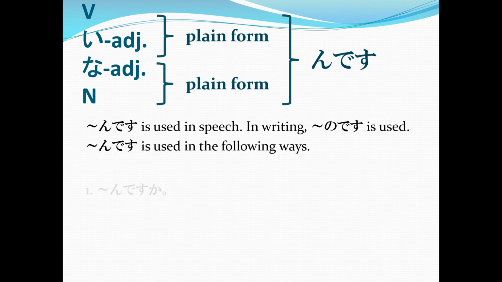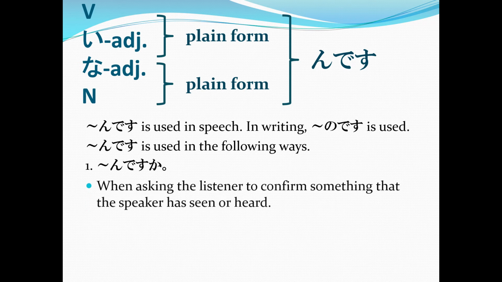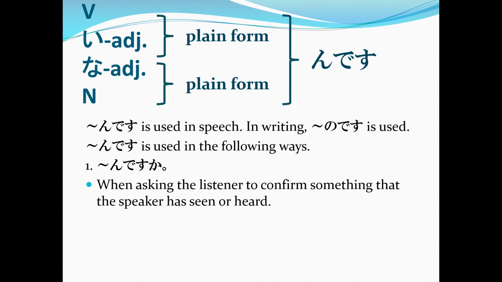Desu is used in the following ways. Number 1, let's discuss desu ka. Now, adding the particle ka means that the sentence is a question. So, when do we use this? When asking the listener to confirm something that the speaker has seen or heard. Again, when we, as the speaker, want to confirm something that we have seen or heard.